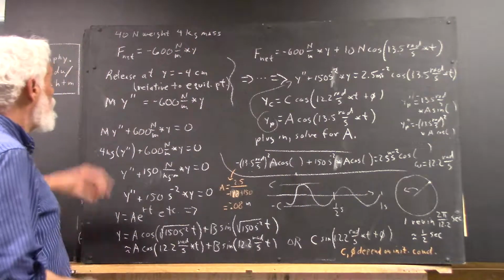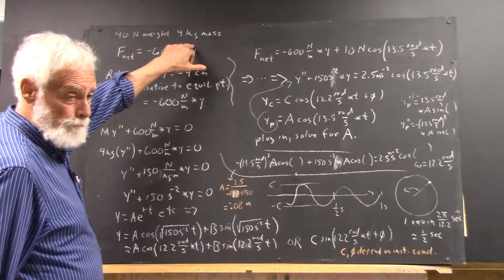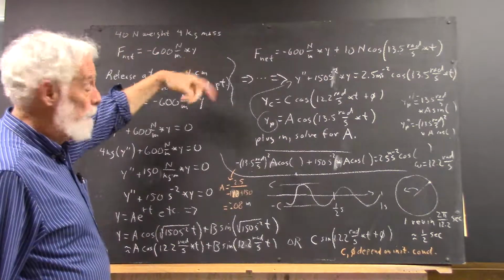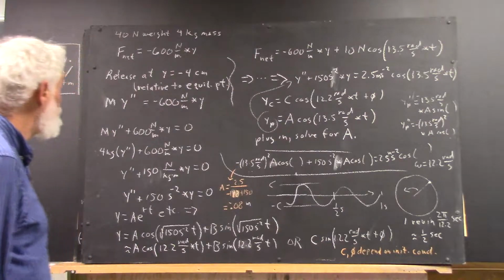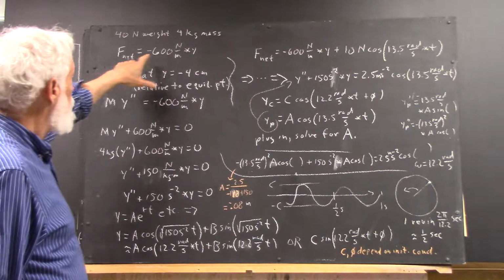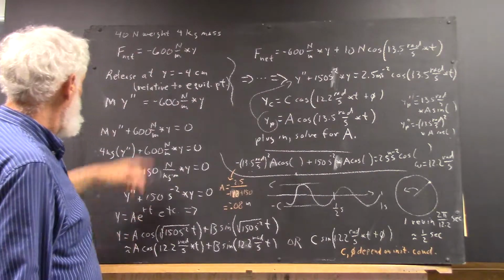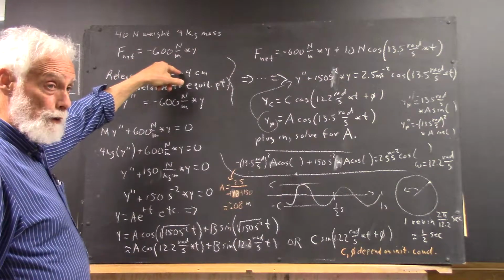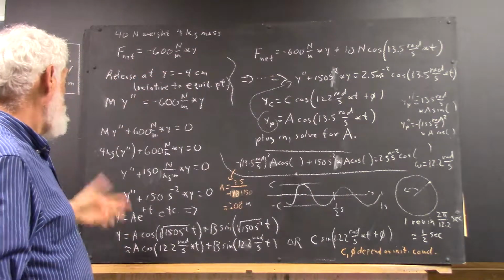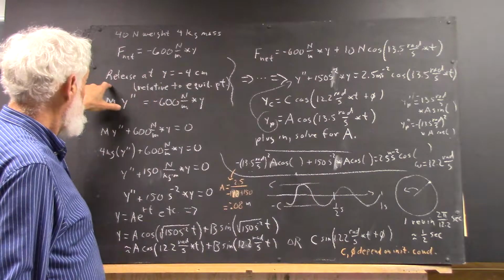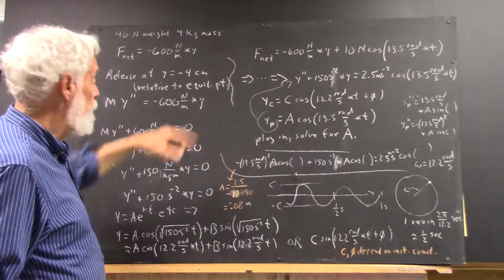Okay, we have a 40 newton weight, which is approximately a 4 kilogram mass. We're going to make this approximation. And we have a net force acting on this weight that's equal to negative 600 newtons per meter times y. Now we're going to release this at y equals negative 4 centimeters.